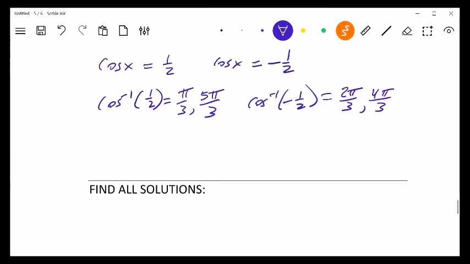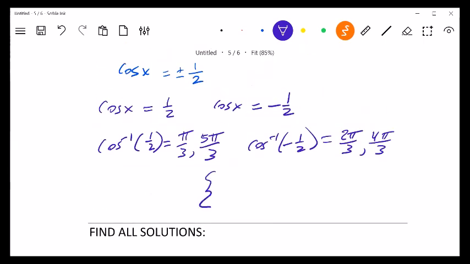Okay, now let's think about where they are. So actually, first, here's our solution. I'll do them as a solution set. Let's see, pi over 3 is the smallest of these.